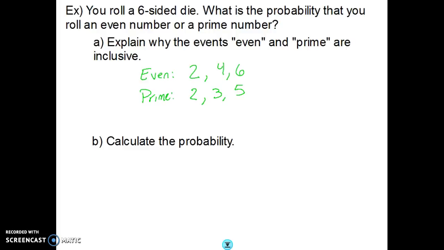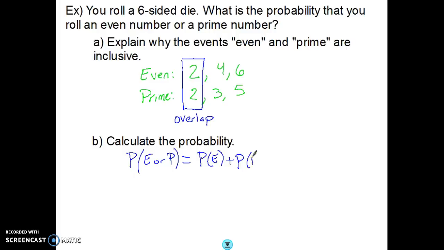So we can see these are inclusive because we have this overlap here between the two outcomes. Both even and prime have the outcome of 2 in them, which means to calculate this probability, we'll have to use our slightly more complicated formula. Right? The probability that it's even or prime is going to be the probability that it's even plus the probability that it's prime minus the probability that it's both.